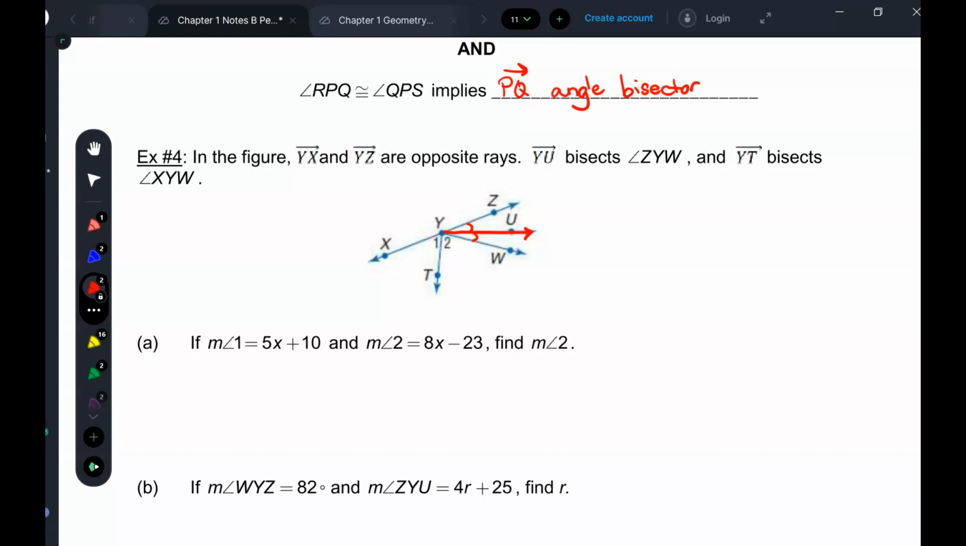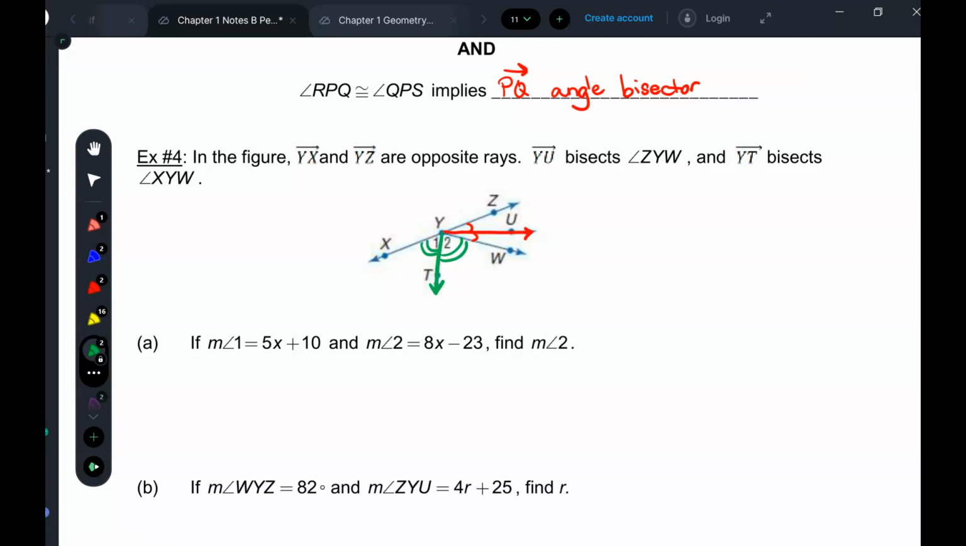Okay, next one. What else do we know? We know YT. Here's YT. So it's XYT and TYW. YT bisects XYW. So what two angles are congruent now? XYT and WYT, or we could also just call it angle 1 and angle 2. On the test, can we just call it angles 1 and 2? Yeah, it's much easier.